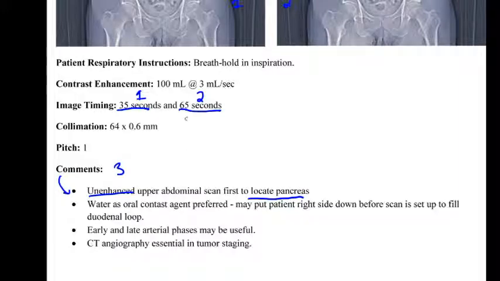Just because the image timing is at 65 seconds does not necessarily mean that 65 seconds may be the only time that you scan. Depending on what your protocols are in your department, you may actually scan for another time, such as 120 seconds or something to the effect of 3 or 4 minutes, simply to see how the enhancement actually progresses, so that you can better demonstrate this area.